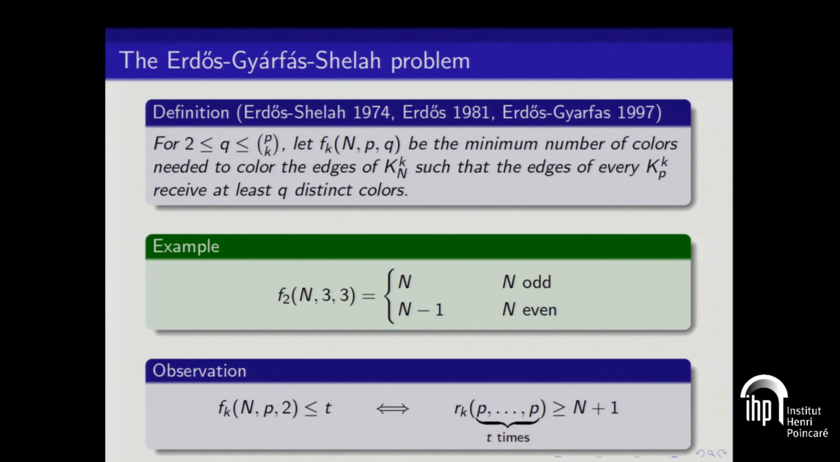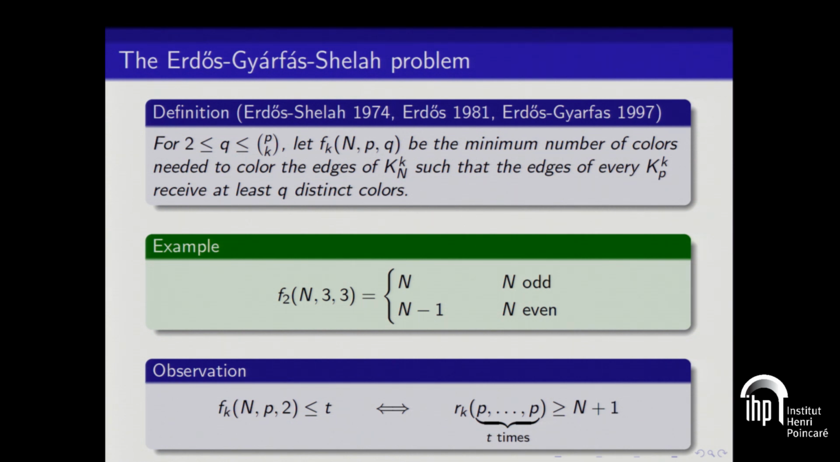So that's what we're interested in, and the reason this is a hard question in general is because in the very simple case q equals 2, it is equivalent to determining classical Ramsey numbers for multicolorings. Because if q is equal to 2, the thing you're trying to forbid is a monochromatic Kp, and you're trying to ask how few colors can you have so that you have no monochromatic Kp. Every Kp has at least 2 colors. So it's essentially a reformulation of the Ramsey numbers in inverse form.